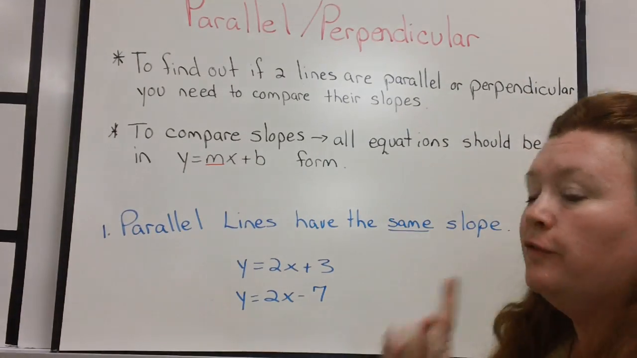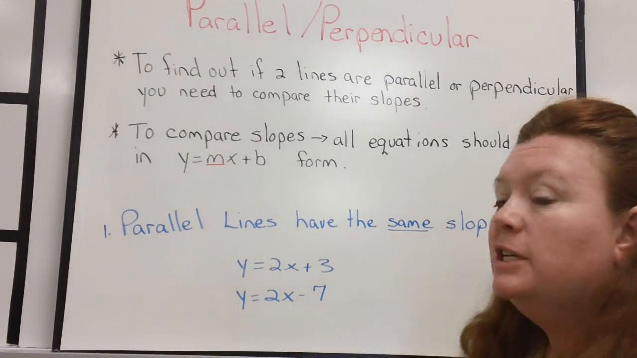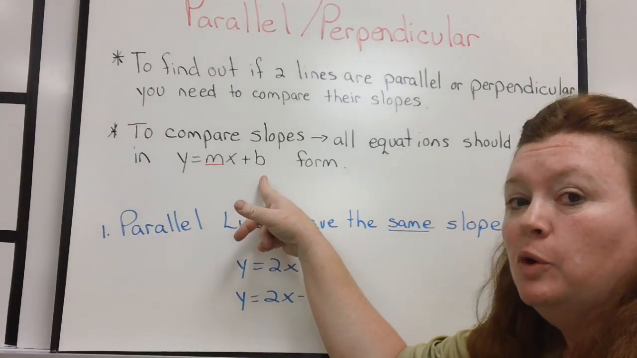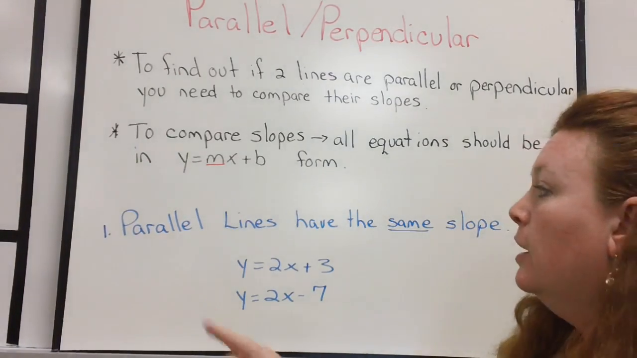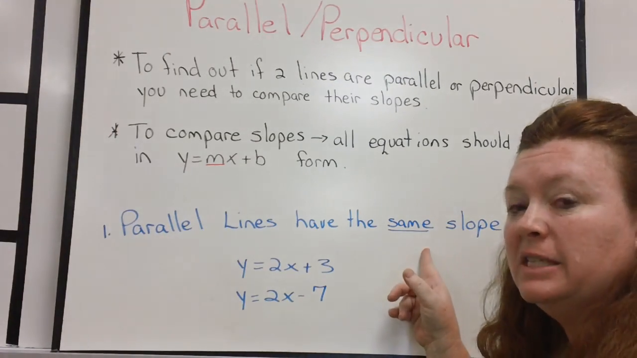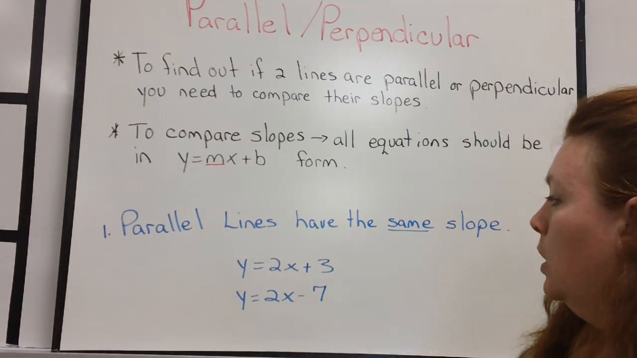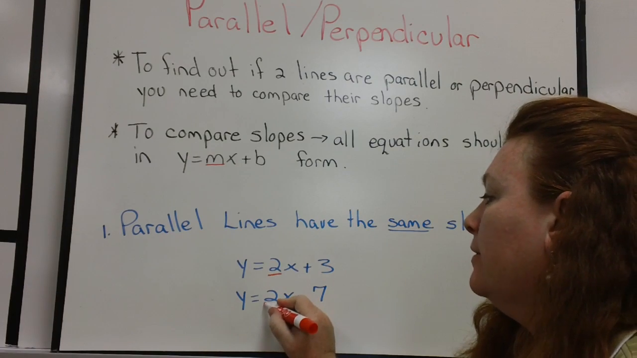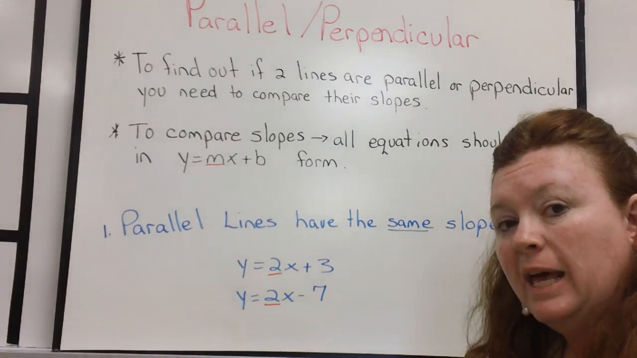So your first step is, when you're given two equations, you make sure that they are rearranged and put in this form. Then you look at their slopes. For parallel lines, their slopes are exactly the same. Same sign, same number. For example, y equals 2x plus 3 and y equals 2x minus 7. Both have a slope of 2. These two lines are parallel.